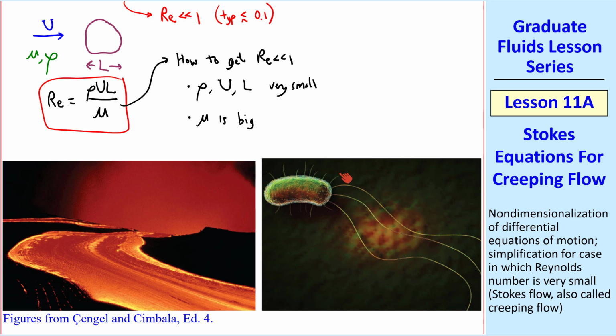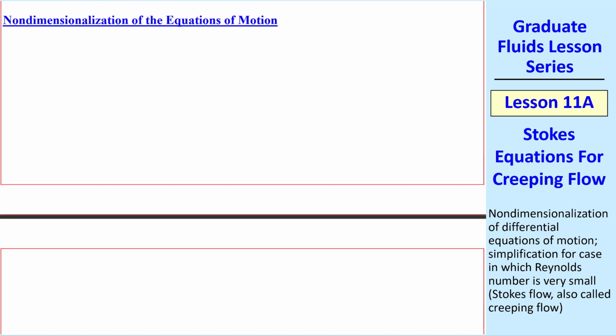On the other extreme, bacteria or other microorganism has an extremely small L on the order of microns. U is also small. The density and viscosity of the fluid can be that of water or close to water, but the Reynolds number is still small. To see which terms in the equations drop out, let's non-dimensionalize the equations of motion.